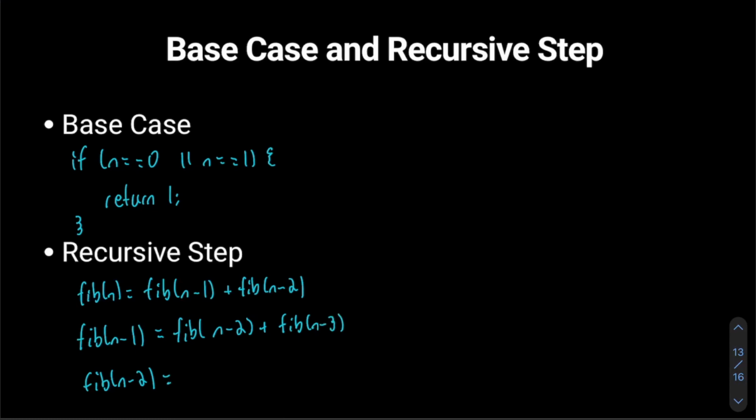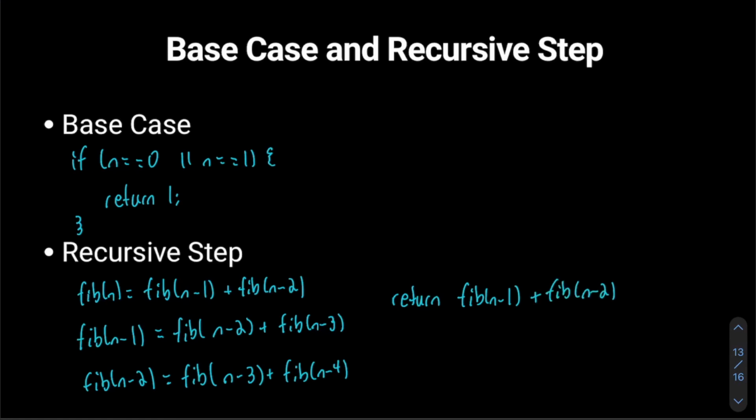And when it comes to fib of n minus 2, I need to make a call to fib of n minus 3 plus fib of n minus 4. All right? So you continue to do this over and over. And so I think it's obvious at this point that our recursive step is just going to be returning fib of n minus 1 plus fib of n minus 2. These are the problems we're trying to solve. That's how we're trying to make the problem smaller and smaller. If that didn't make sense to you, let's take a look.